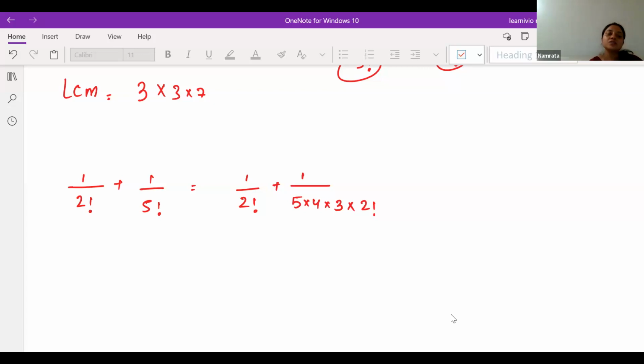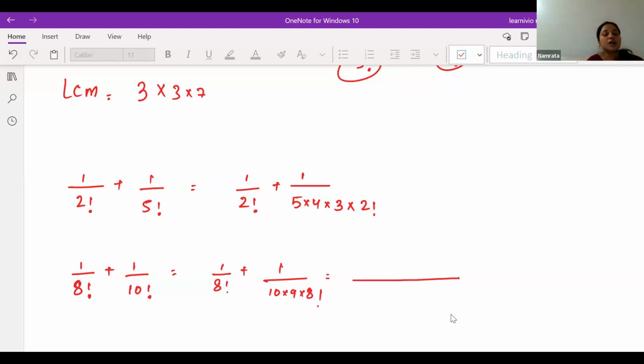Okay, so if we are having 1 by, let's say, 8 factorial plus 1 by 10 factorial, can you please tell me what to write over here? How to break it? Are we going to break 8 or are we going to break 10? Which one we are going to break? 10. How? 10 into 9 into 8 factorial. Perfect. So this is how we are going to break.